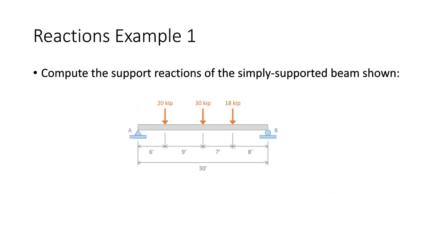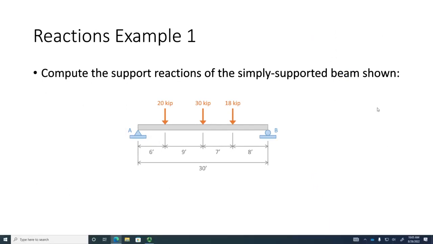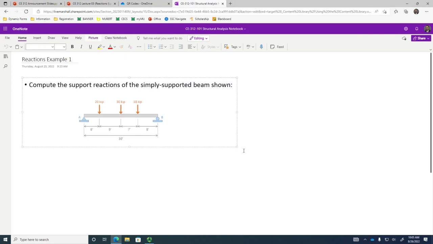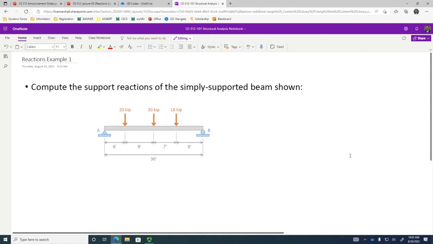The first problem we're going to deal with is this one right here. Let me pull it up in the notebook so that I have this laid out. Okay, so here's the problem. Let me make it a little bigger. We're going to take this beam and compute its support reactions. This is about the most fundamentally basic problem we can do, but it will shake the rust off your statics skills.